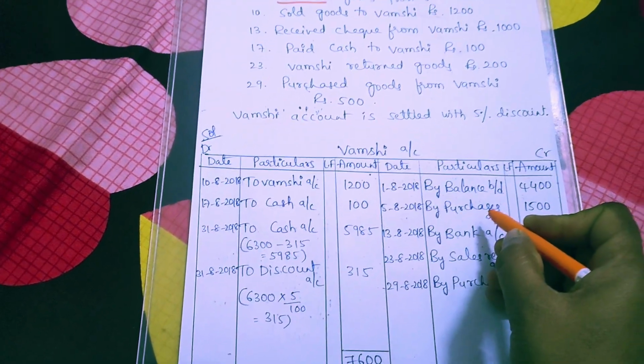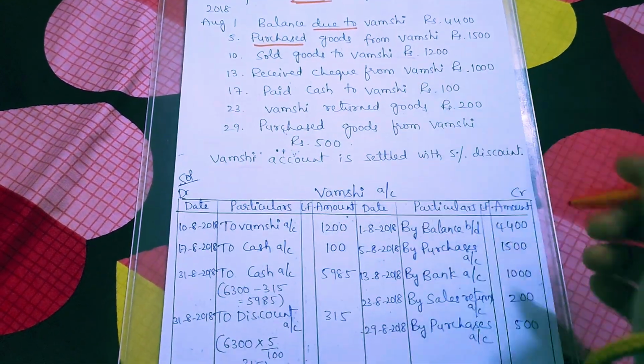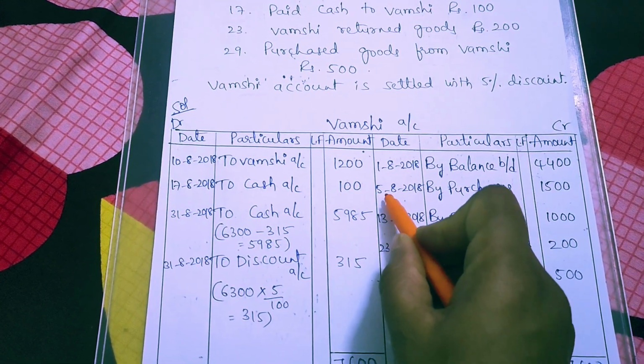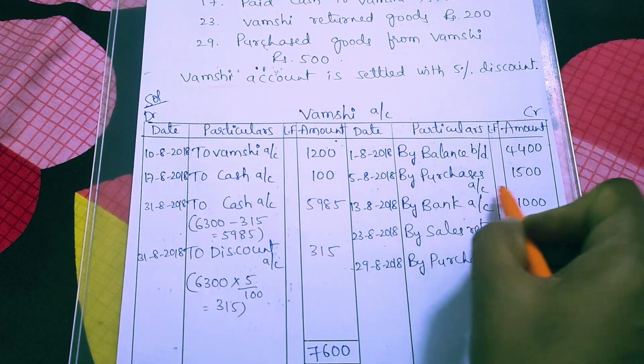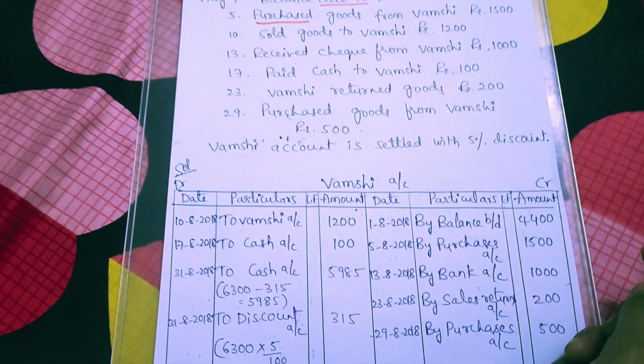You can see here, date 5th, amount 1500. So 5-8-2018 by purchase account 1500. Okay. Let us see next one.